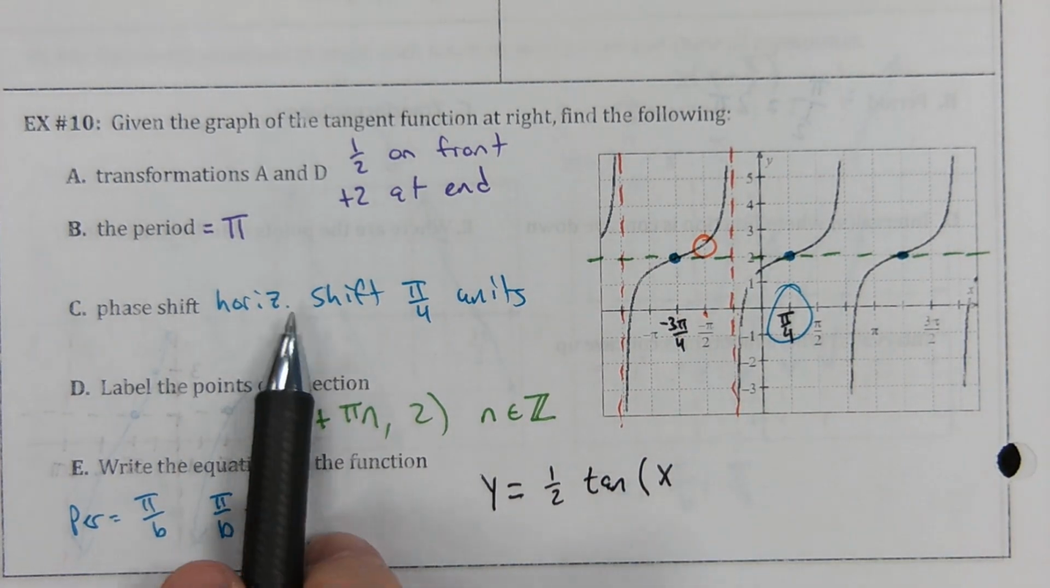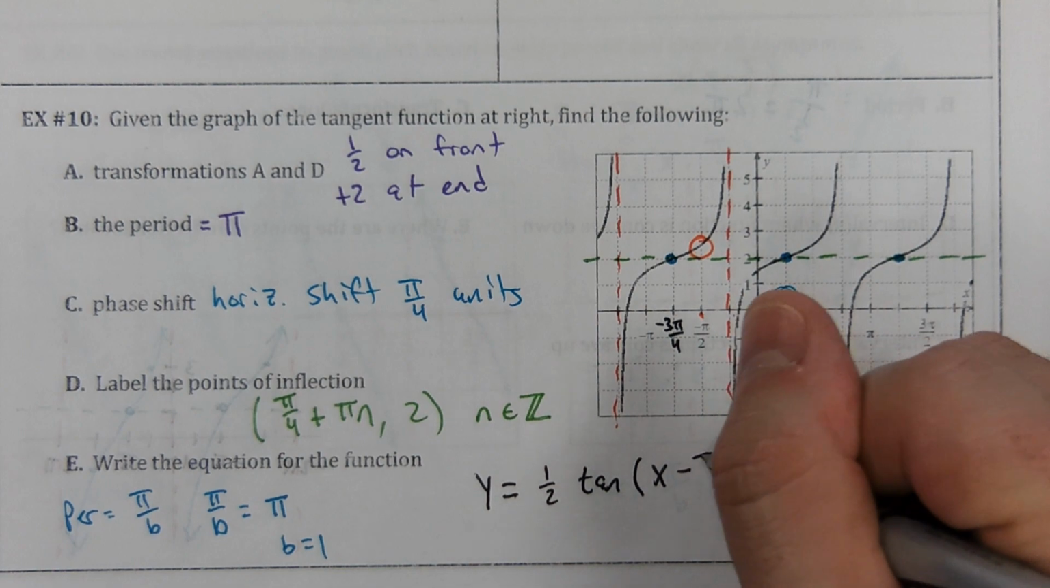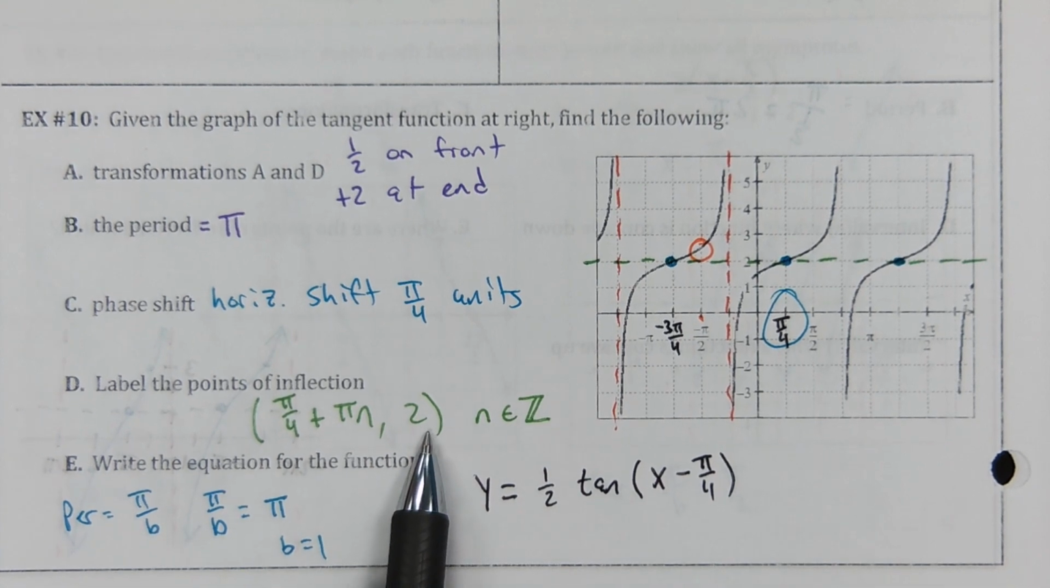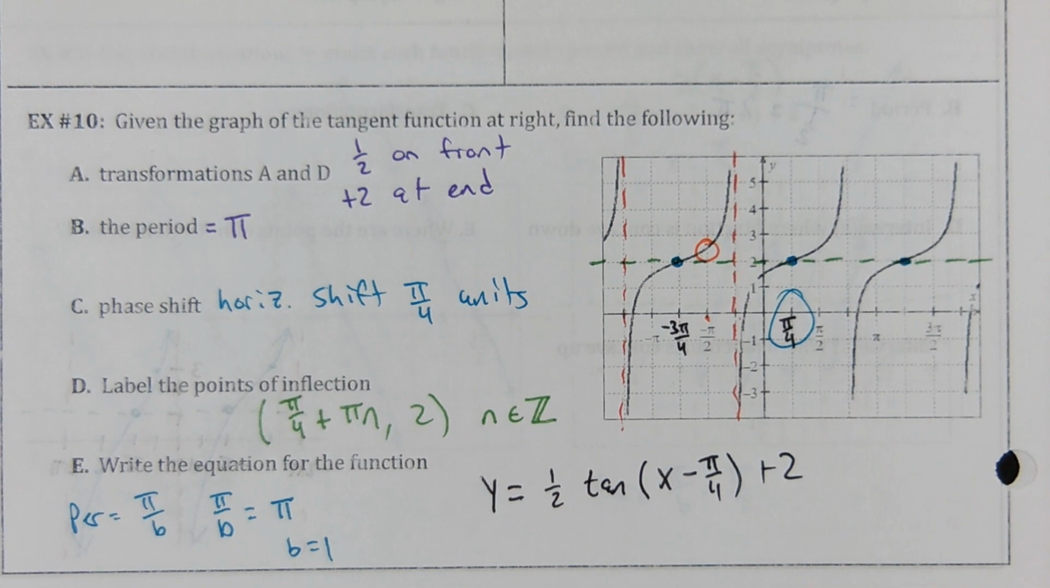And we said a shift of pi over 4 units, but we all know that means go to the right, so horizontal inside opposite. And the line where we find out all of our inflection points has been shifted up 2. That's why we wrote plus 2 at the end. That is the equation for this graph.